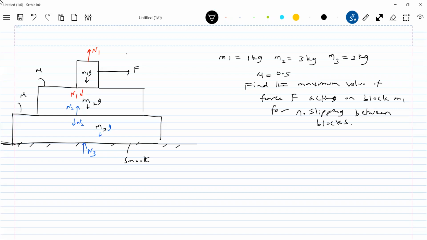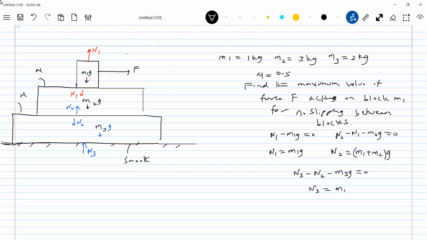Now looking at the first block, N1 minus M1G equals 0. For the second block, N2 minus N1 minus M2G equals 0. Therefore N1 is equal to M1G, N2 is equal to M1 plus M2 times G. Then N3 minus N2 minus M3G equals 0. Substituting the value of N2, I'll get M1 plus M2 plus M3 times G. Like this, we'll get the normal reactions.